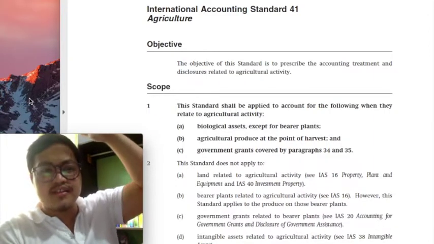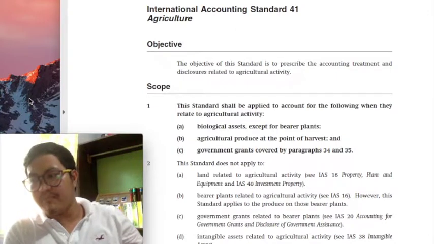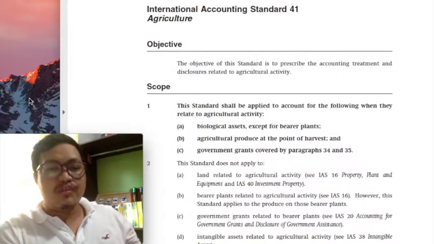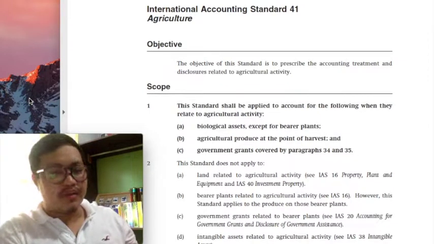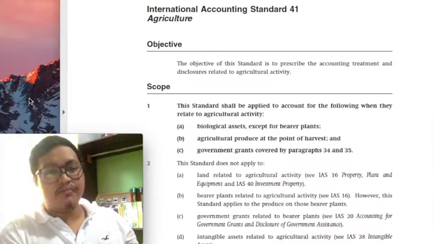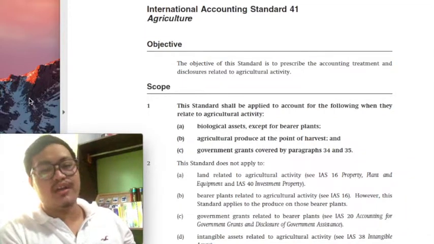And since the primary purpose of your bearer plants is just to provide you with fruits, class, it partakes the same function as your property, plant, and equipment. So very important theory, class. Bearer plants are considered as property, plant, and equipment and not biological assets.